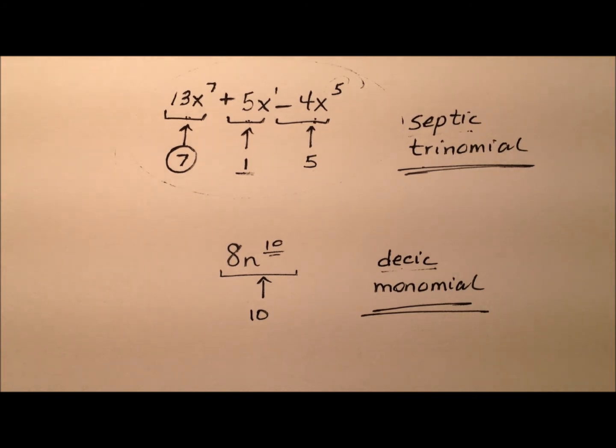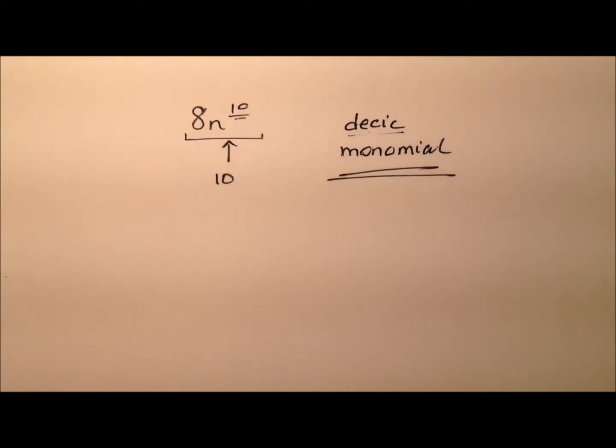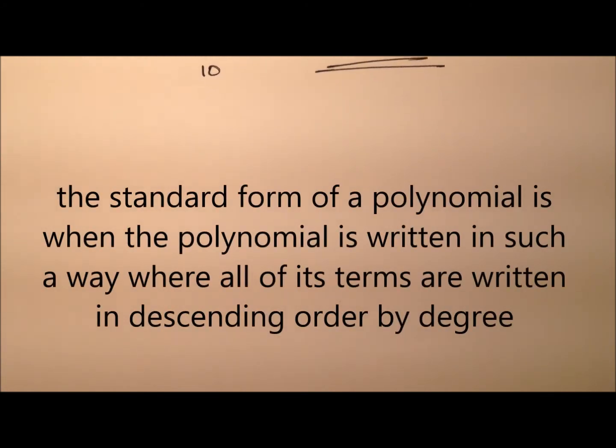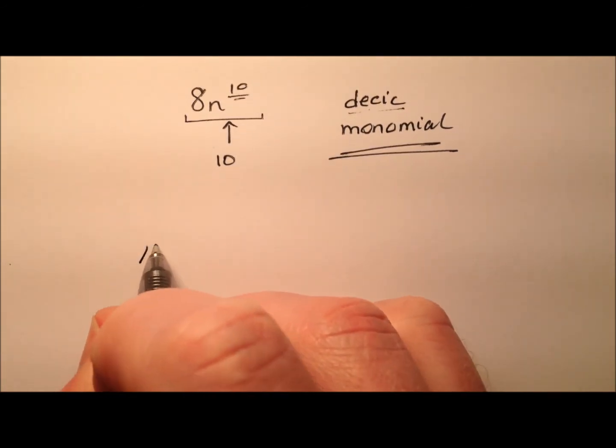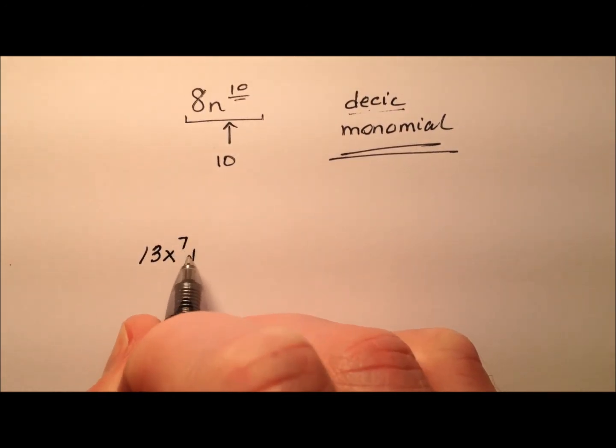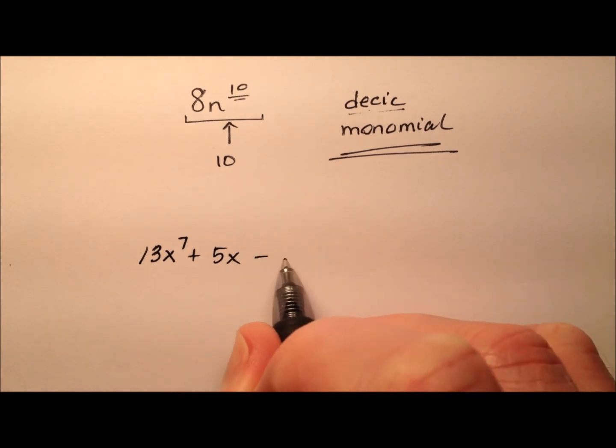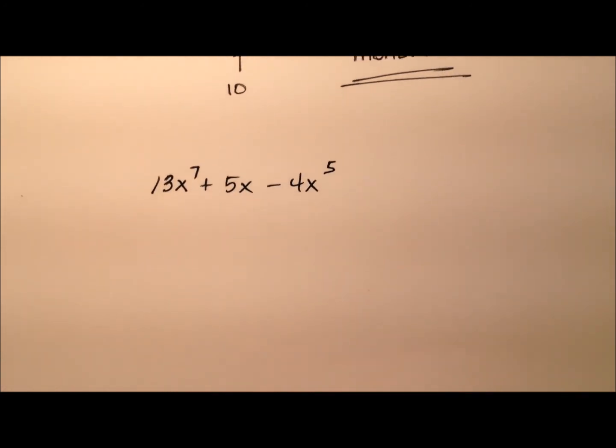Let's talk about the standard form for a polynomial. So standard form for a polynomial will be when your polynomial is written in such a way where the degree of each term is in decreasing order. Okay, so from highest to lowest. And let's go ahead and maybe revisit this one right here. So we had 13x to the 7th plus 5x minus 4x to the 5th.